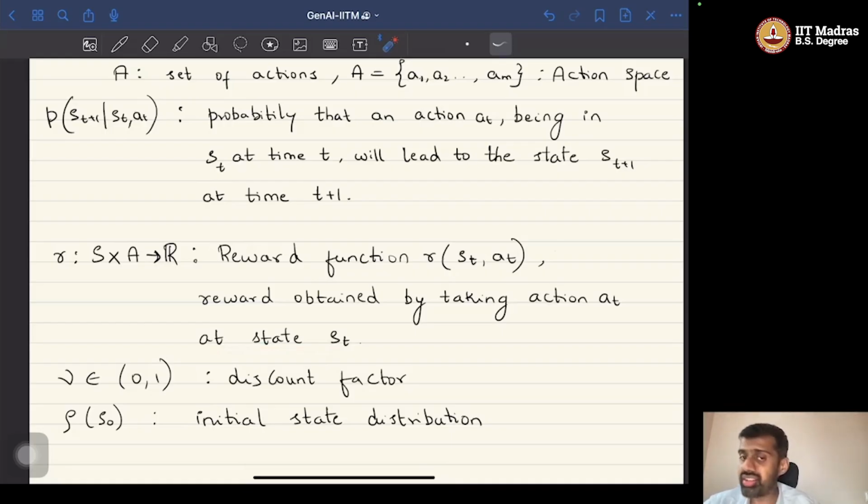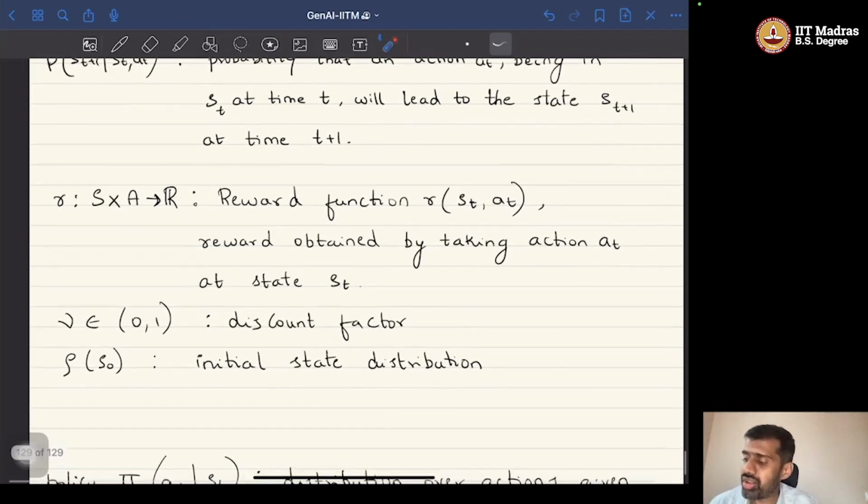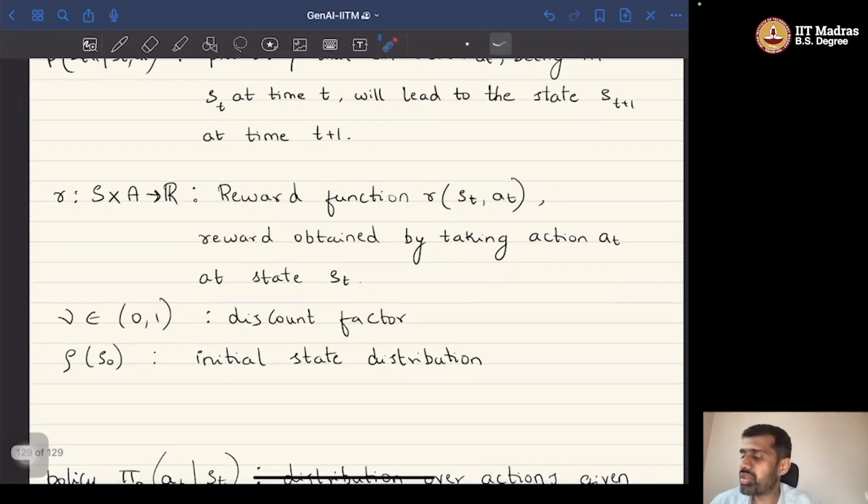Now note that this notion of reward is fixed and it is dependent on the environment, so that we don't have any control over how the reward is being obtained from the environment. And this gamma or nu is the discount factor. It's a number between 0 and 1. So this is a scalar. I'll just describe why we need the notion of a discount factor.